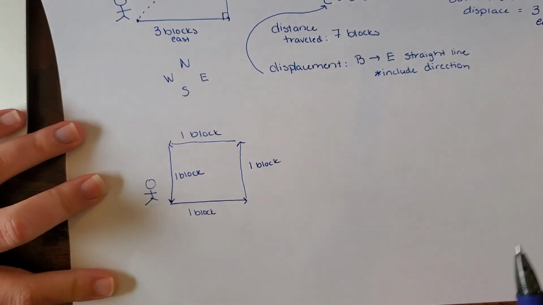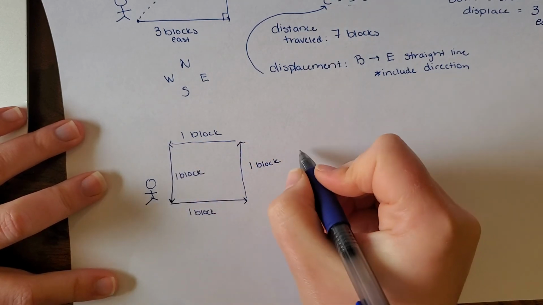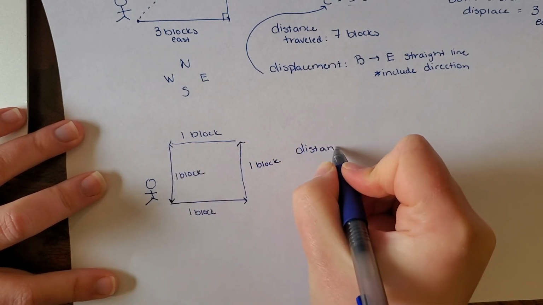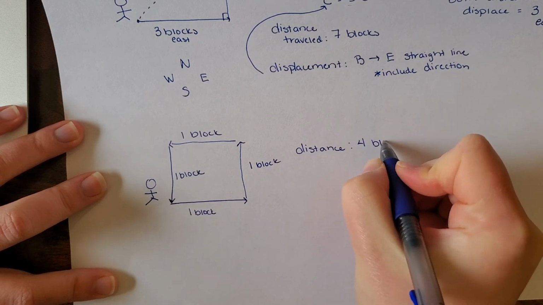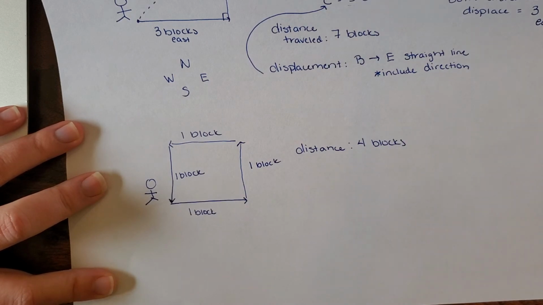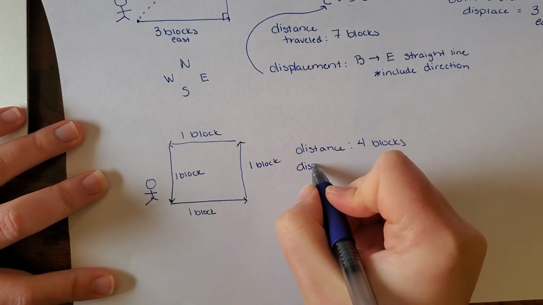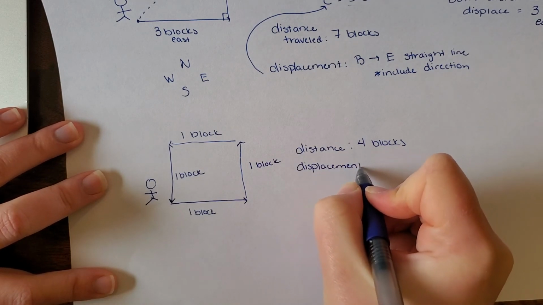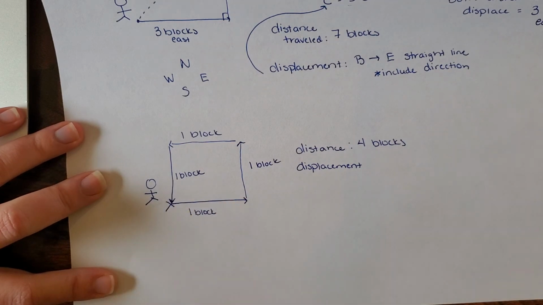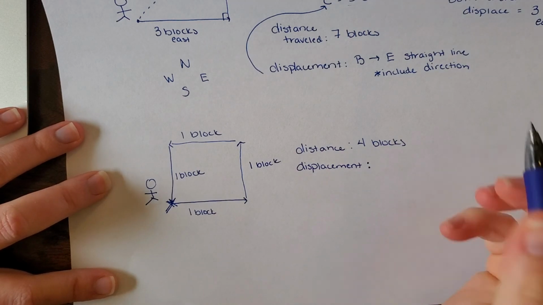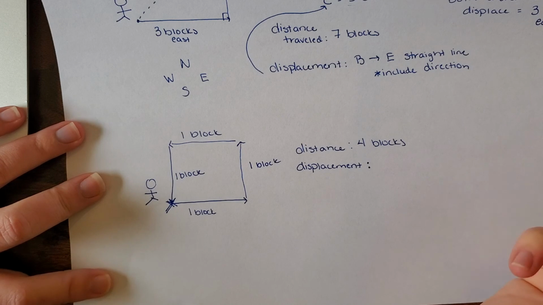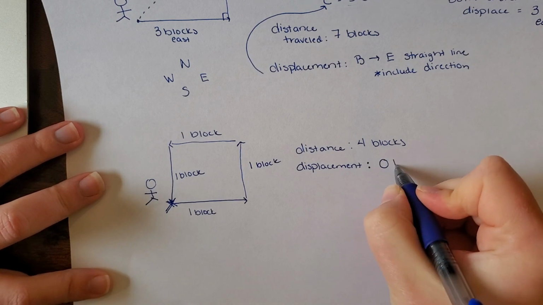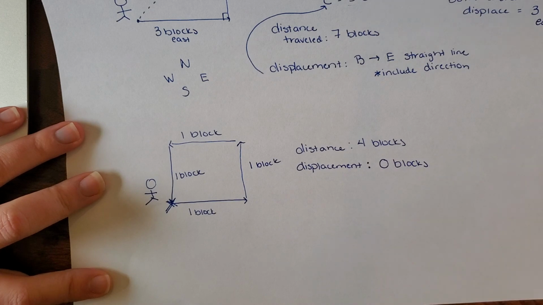So in that course of going around the block, your total distance that you traveled was 4 blocks, because you walked each side of that block. If we talk about displacement for this one, you started right here and you ended right here. So if you start and end in exactly the same spot, your displacement in this case would be 0 blocks. So just keep in mind, anytime you start and end in the same place, you have no displacement.